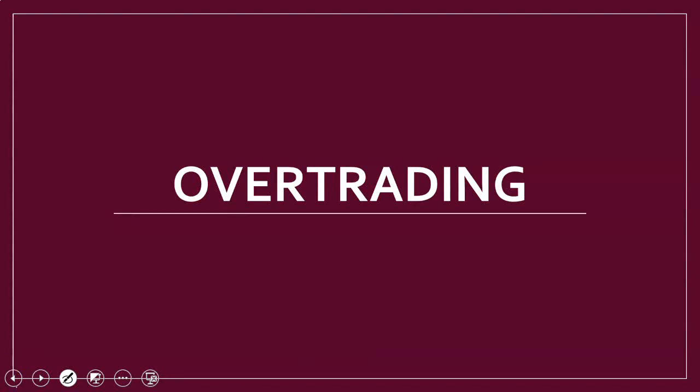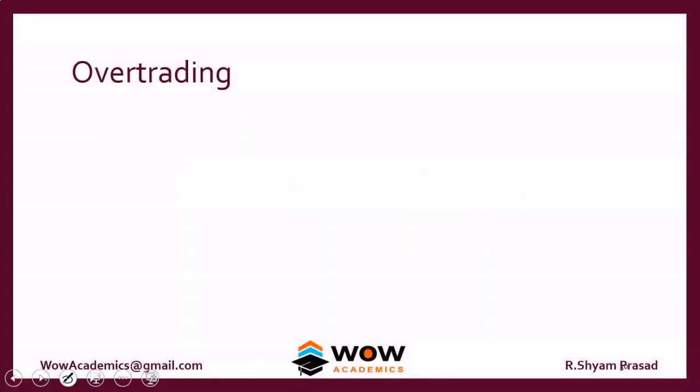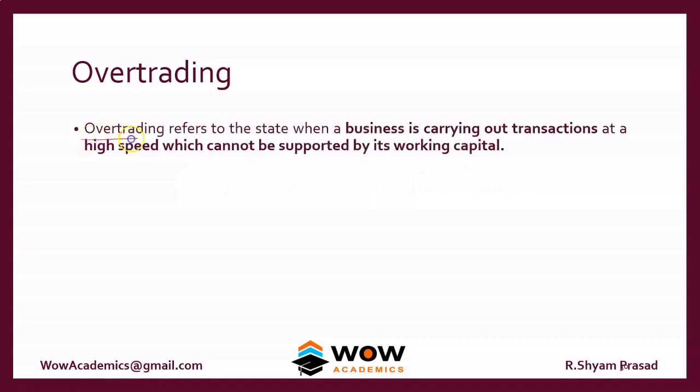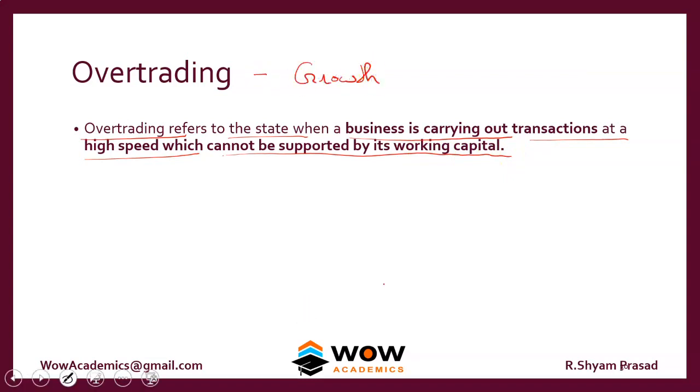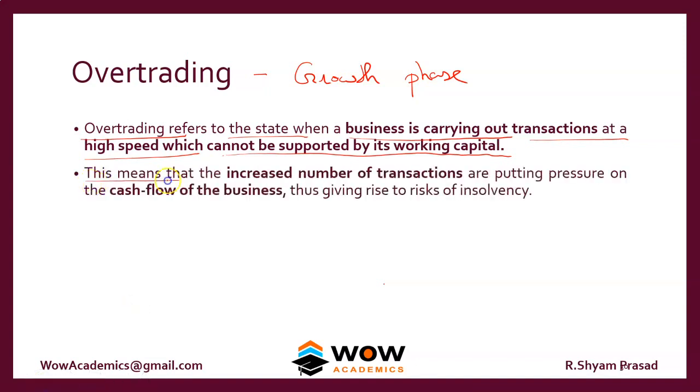So now we'll start with the overtrading concept. Overtrading refers to the state when a business is carrying out transactions at a high speed which cannot be supported by its working capital. So overtrading is usually faced by companies which are in the growth phase. That is, they are rapidly growing more than what their capital could support. This means that the increased number of transactions are putting pressure on the cash flow of the business, thus giving rise to insolvency.